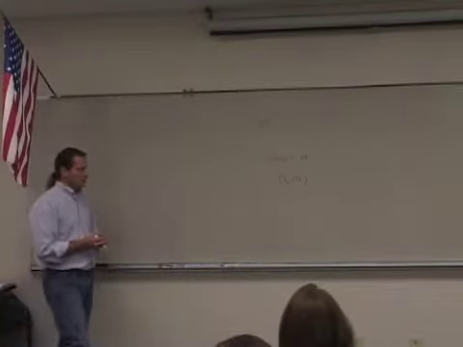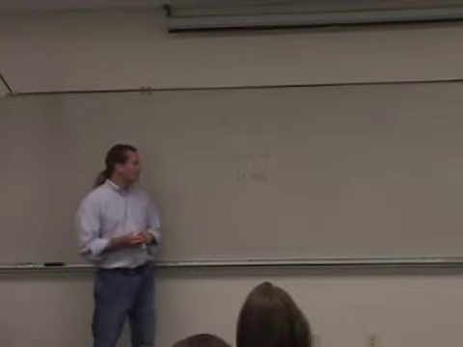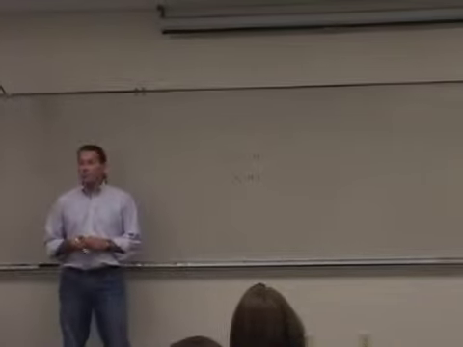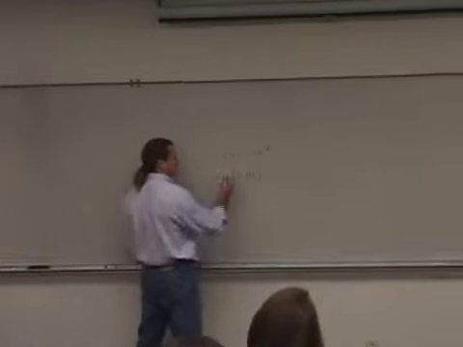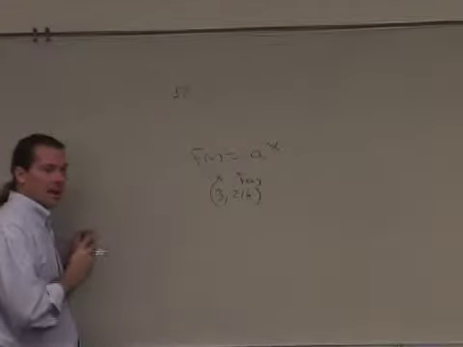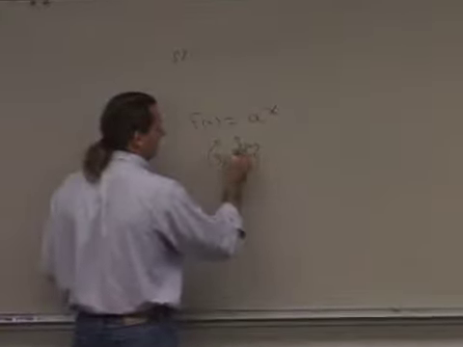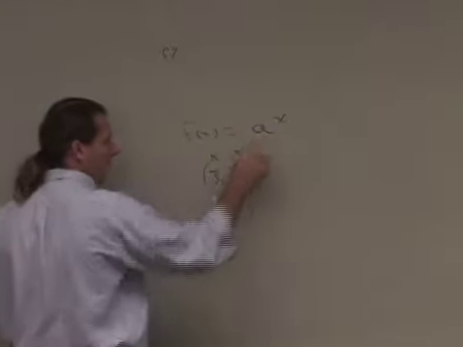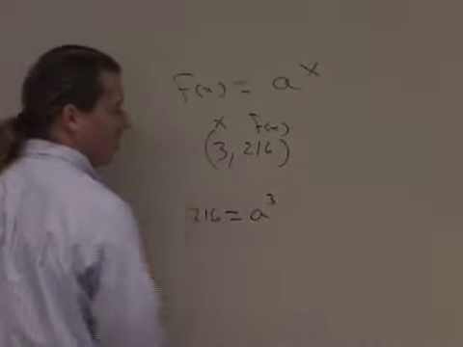You find the base of what raised to the third power is 216? That's the intuitive way to do it. Yes, that's how I would do it. But strictly speaking, we actually have pieces to plug in. This is f, and this is f of x. Right? X and y, f of x and y are the same thing. So that means this number goes in for x. So 216 is equal to a to the third power.